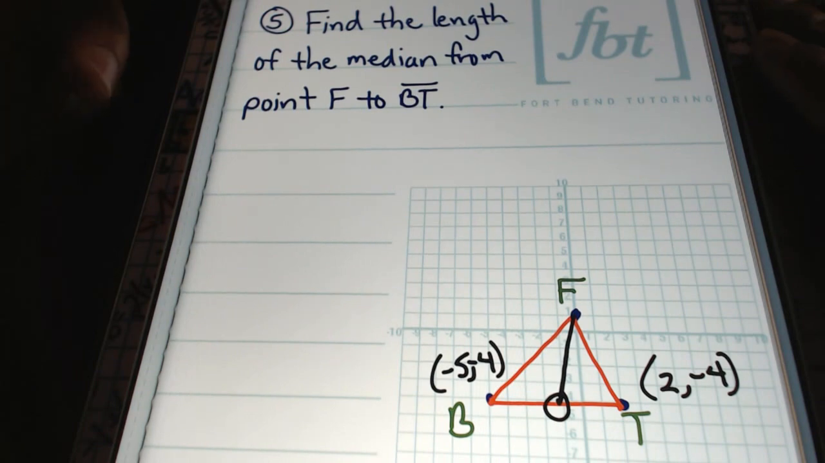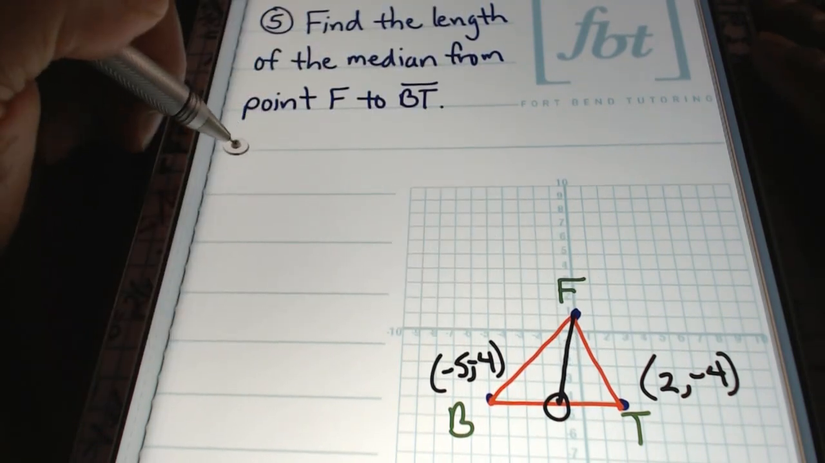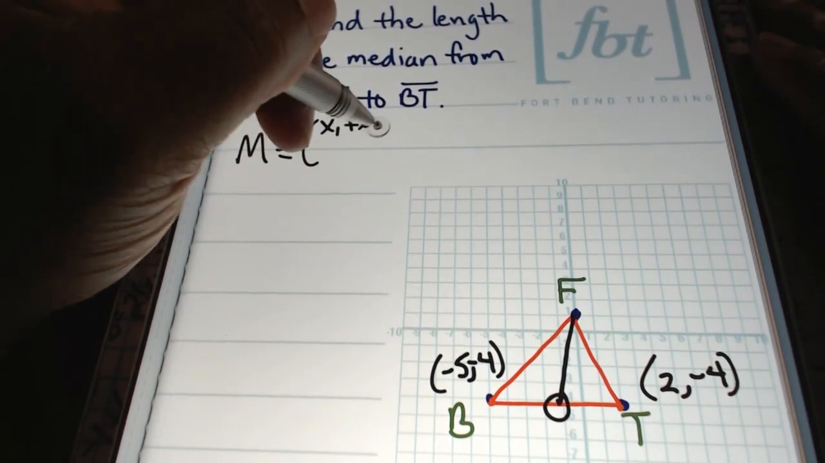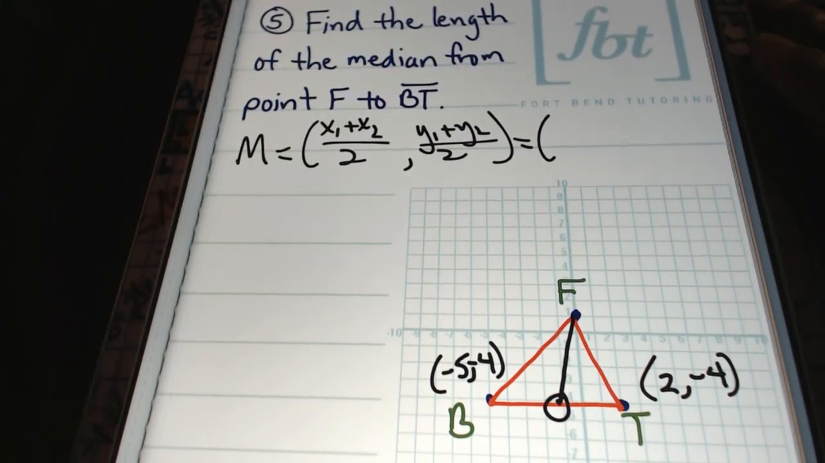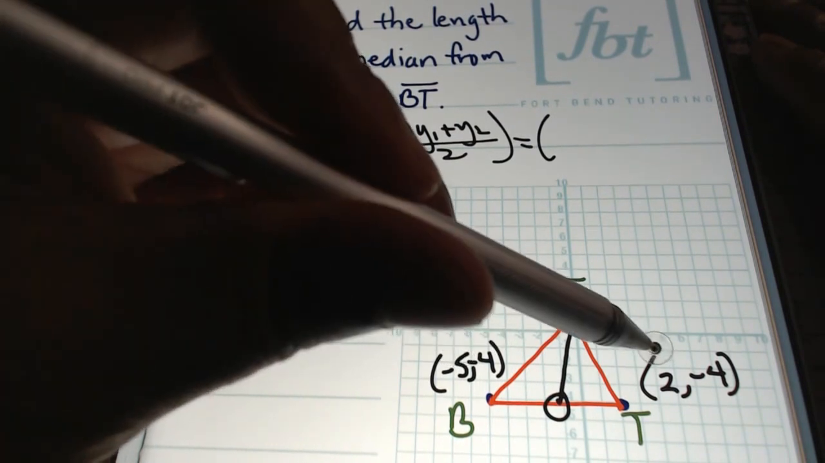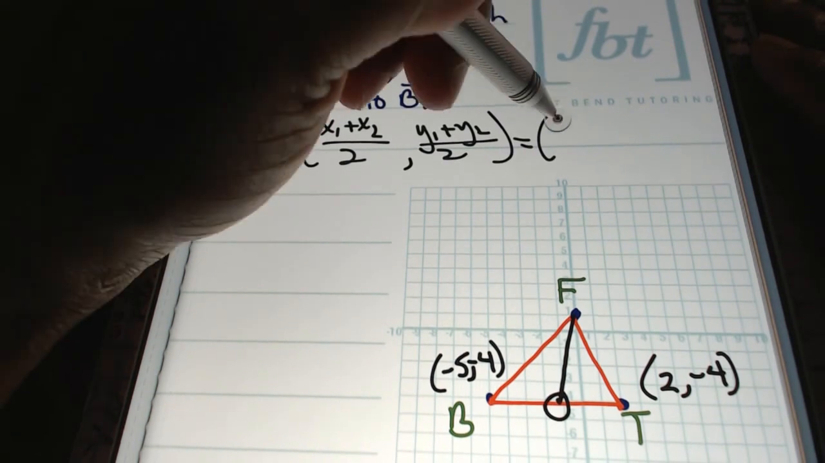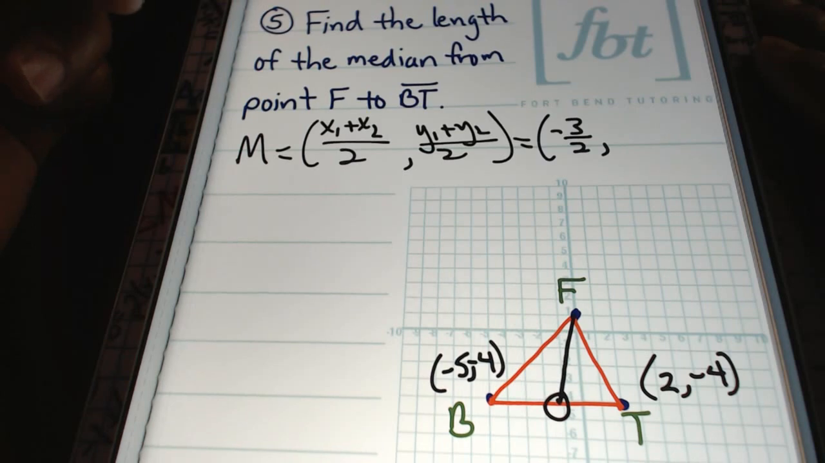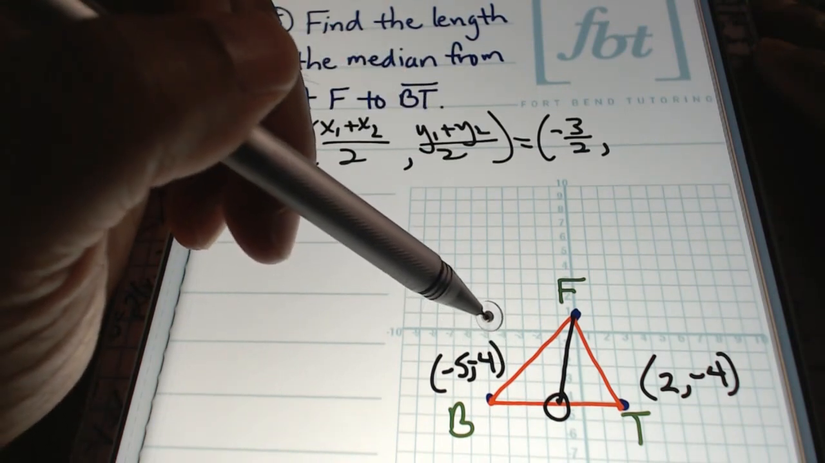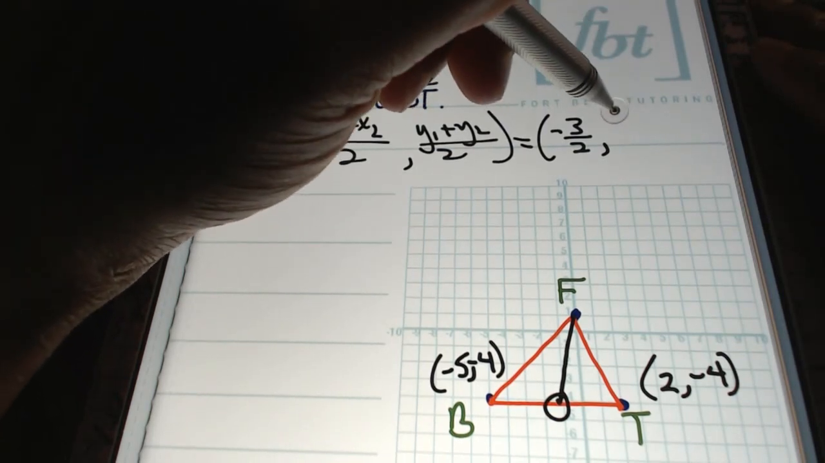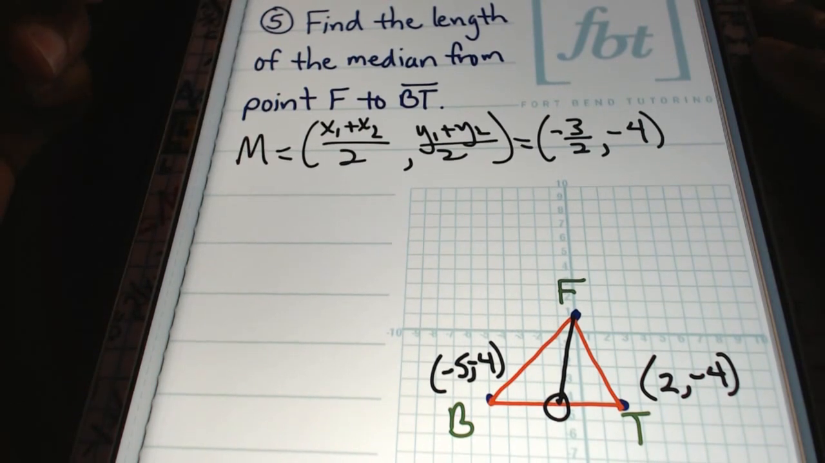Then, moving on, let's look at the midpoint between these two points. Using the midpoint formula from earlier, x1 plus x2 divided by 2, y1 plus y2 divided by 2, let's plug these values in. The -5 plus the 2 gives us -3, and we divide that by 2 to get -3/2. For the y value of our midpoint, you'll have -4 plus -4 to give you -8, and -8 divided by 2 is going to give you -4. So this is what we have for our midpoint.